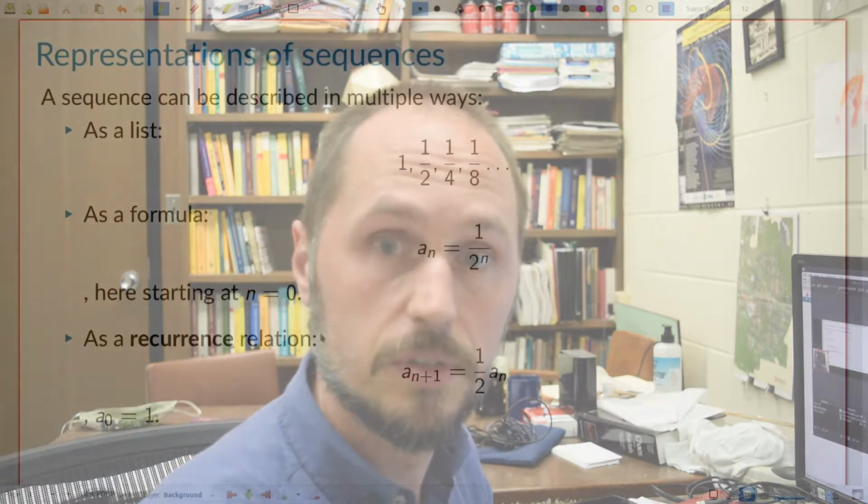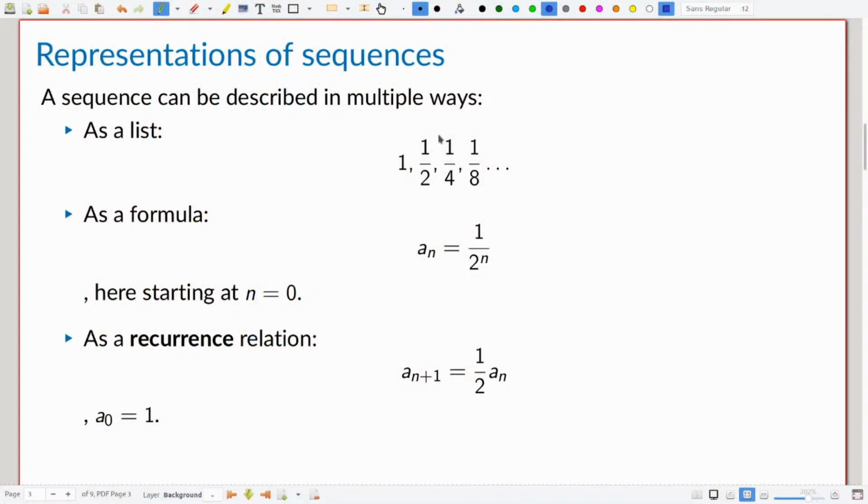So we have 3 basic ways of representing lists of numbers. We can represent it just as a list as we just did. So here we've changed the list slightly. Now we have powers of 2. We get 1, 1/2, 1/4, and 1/8. And so then the next terms are going to be a 16th, a 32nd, a 64th, and so on and so forth.